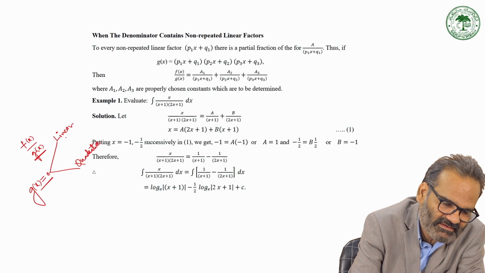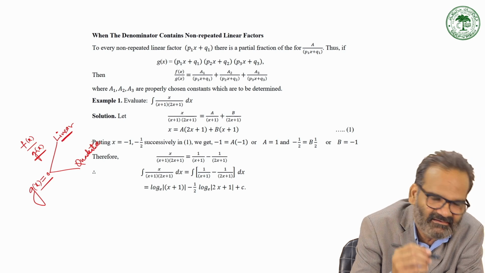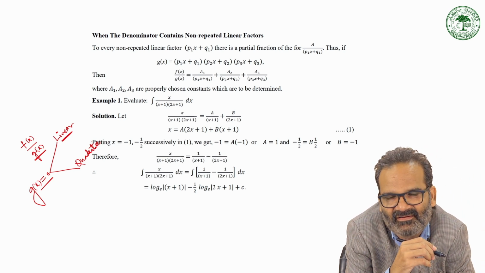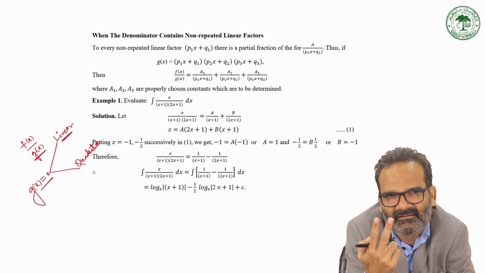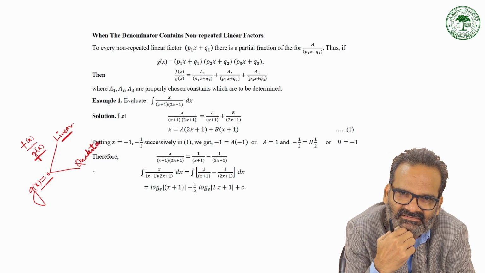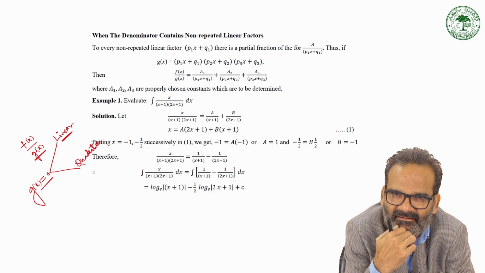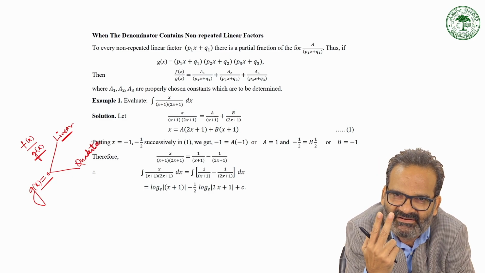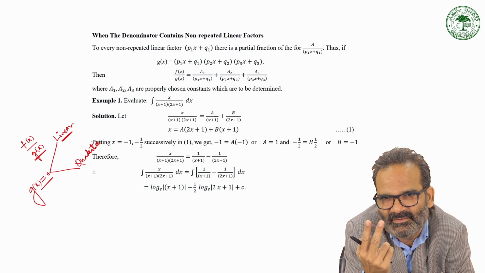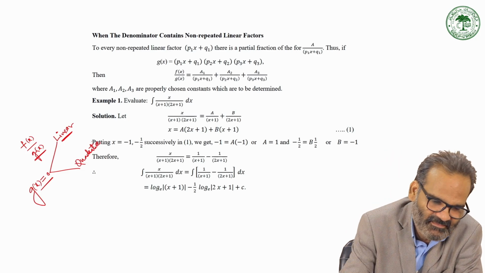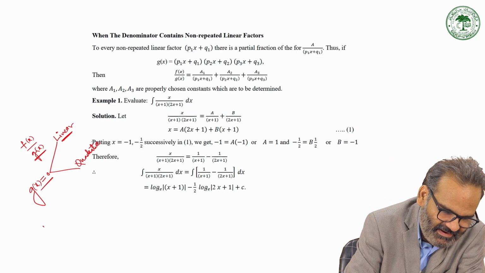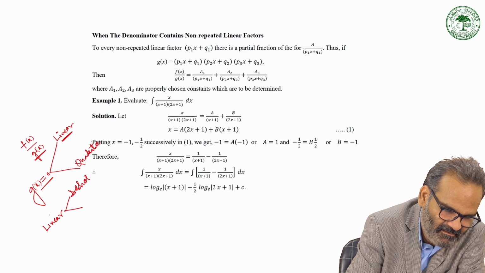Now further, if the factors are linear, then the linear factors can be further classified into two categories. For example, there are two factors of a quadratic equation and both factors are linear, but both factors may be distinct or both factors may be repeated or the same. So linear factors can be further classified as distinct, or they may be repeated.